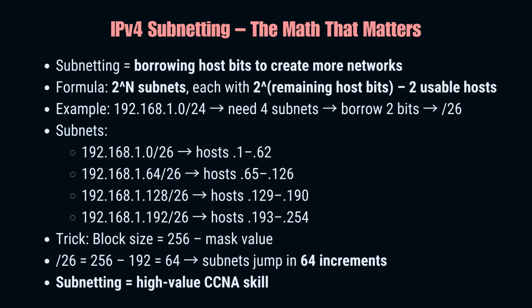192.168.1.0/24 and need 4 subnets. You need to borrow 2 bits. 2 to the power of 2 equals 4 subnets. Your new mask becomes /26. The subnets break down like this: 192.168.1.0/26 with usable hosts from .1 through .62.